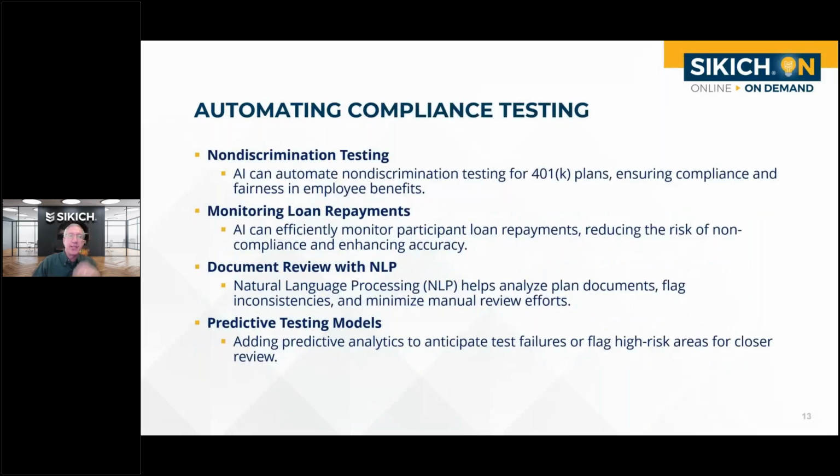Now, automated testing is an area that's a lot of what we're doing. So how do we help automate that so that it takes less time? Whether it's helping automate non-discrimination testing or monitoring loan repayments, AI can help be your assistant to make those processes more efficient. There's a technology within all of this called natural language processing that's part of the large language models that you're used to with things like ChatGPT and Copilot, et cetera. They can help the auditor analyze plan documents, flag inconsistencies, and hopefully reduce some of that manual review effort.